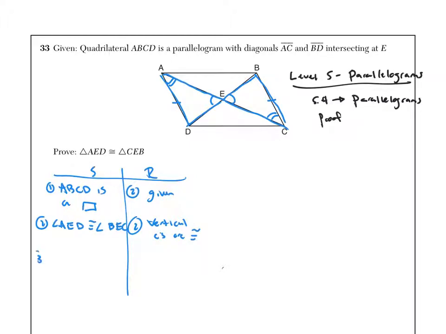Now 3, let's just keep talking about what we know. We know AD, this is what else we marked, is congruent to BC. We marked that because opposite sides in a parallelogram are congruent.